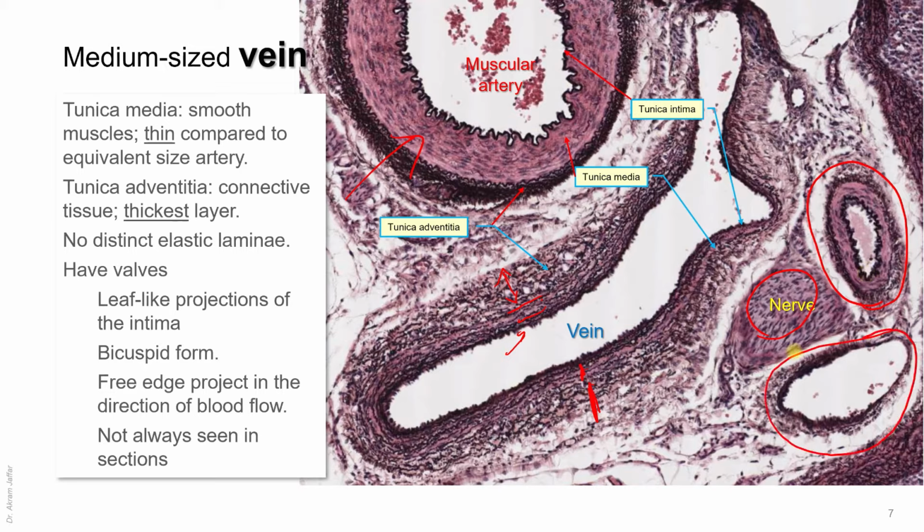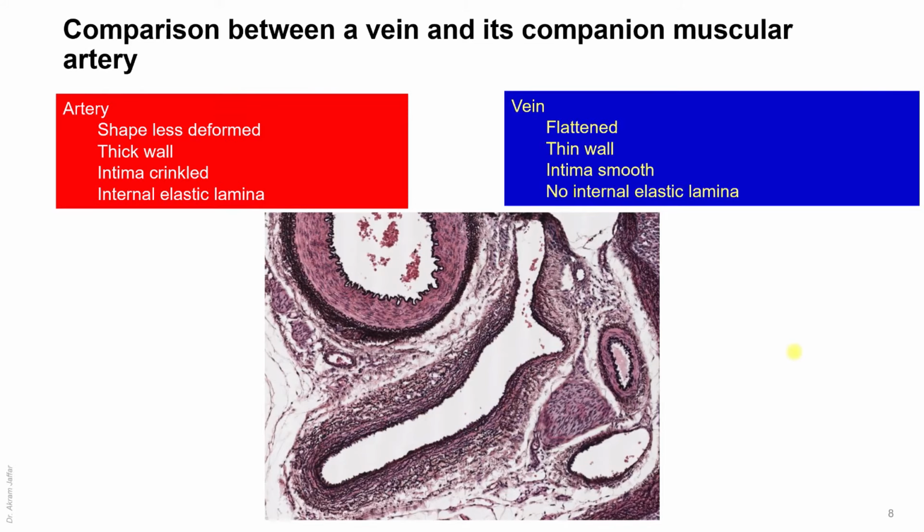In comparison to the artery, you see that it has a very thin wall in comparison to the size of its lumen. So this is how, in summary, to differentiate between an artery and a vein. The artery's shape is less deformed, as you compare it with the vein, which is flattened because it has a thin wall. It doesn't need a thick wall because the blood in the vein is under low pressure. And the intima is crinkled because of the presence of an internal elastic lamina. Here the intima is smooth because there is no internal elastic lamina.